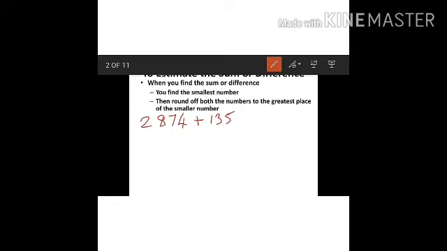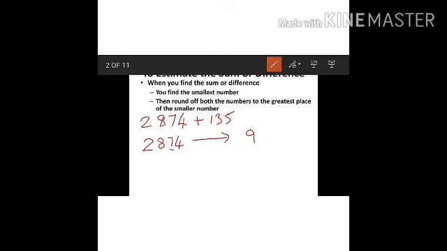So first we can round 2874 to the nearest hundreds. We know that when we are rounding off to the nearest hundred, we have to check the digit at the tens place. Here the digit at the tens place is 7. We have to check whether 7 is greater than or less than 5. We know that 7 is greater than 5. So we have to add 1 to the hundreds place, and we will get 9.